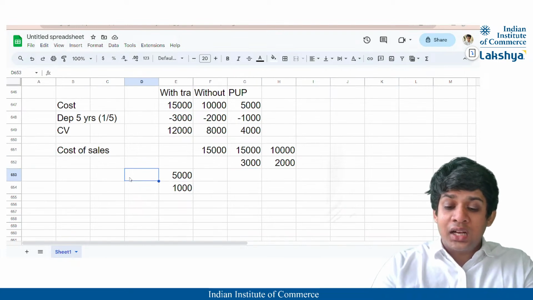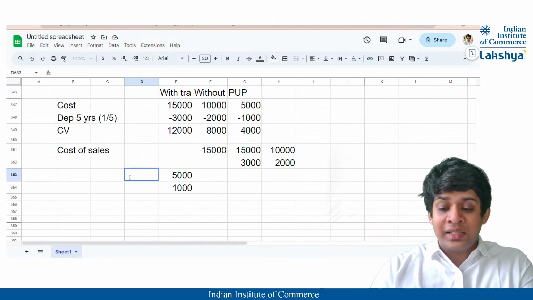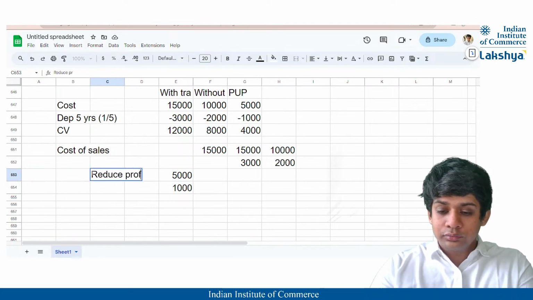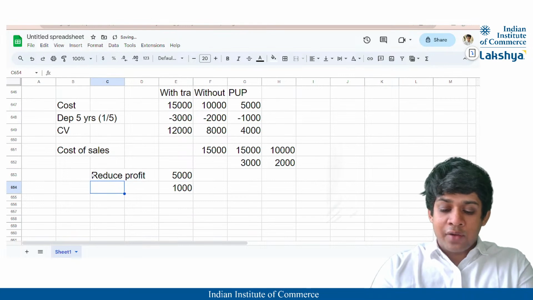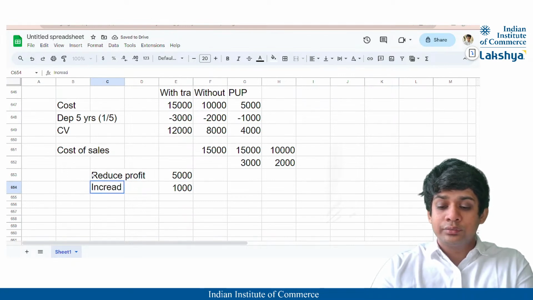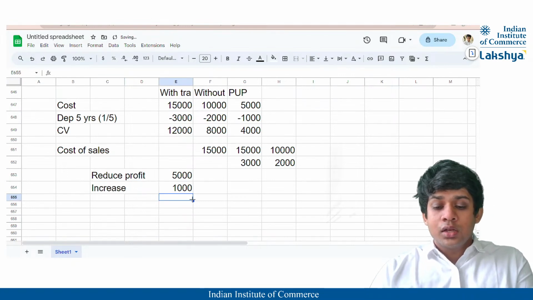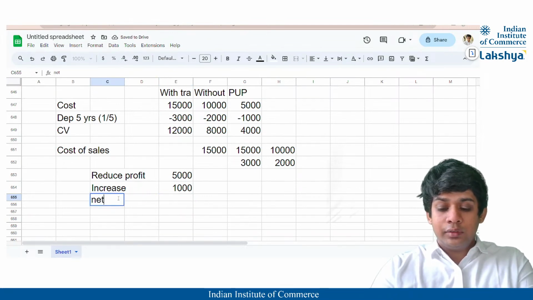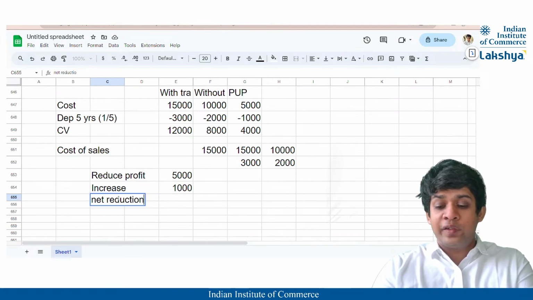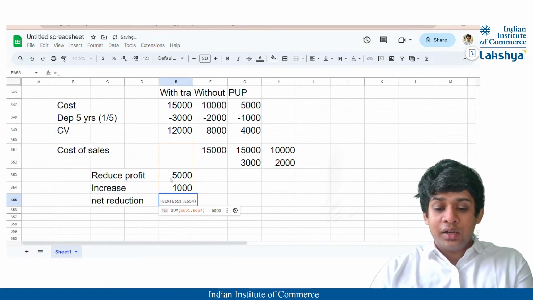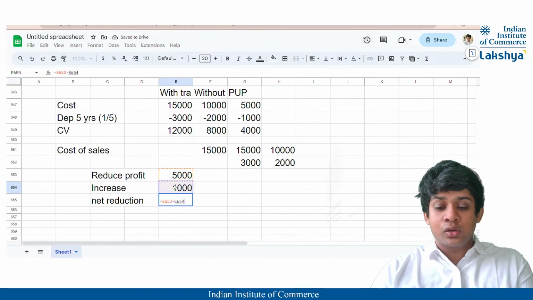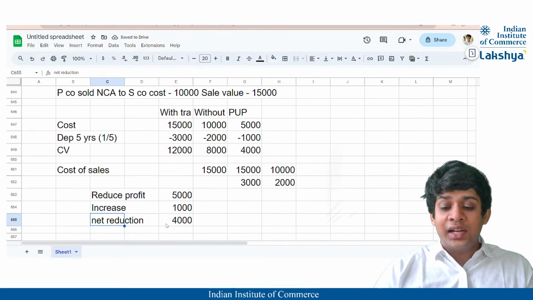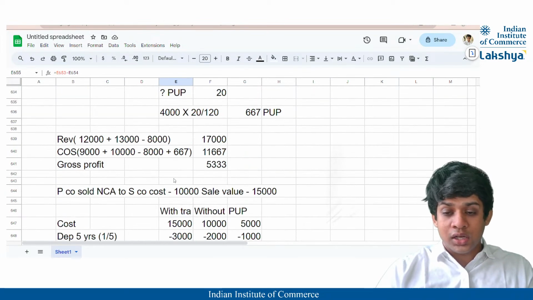Okay, so technically I have to reduce profit by this amount and I have to increase profit by this amount, right? Because I am adding it back. So what is the net? The net reduction in the profit is going to be nothing but 5,000 minus 1,000, which will give me 4,000. So the net reduction in the profit should be 4,000, correct?